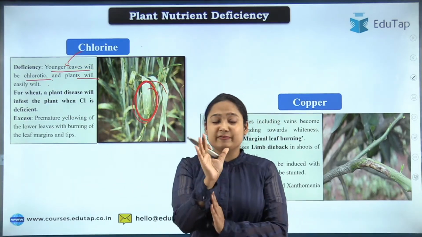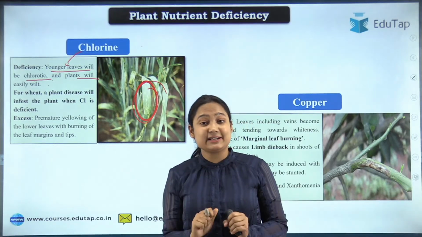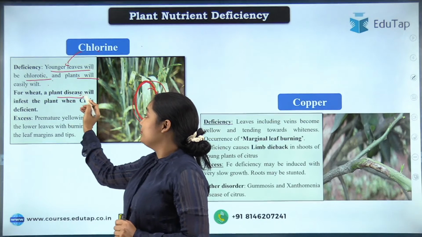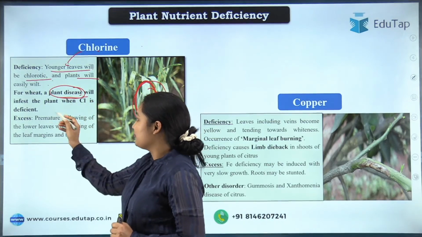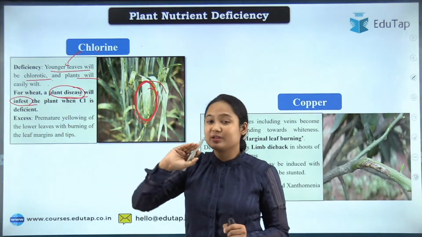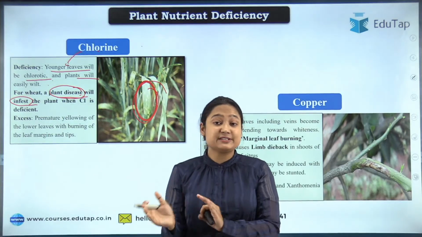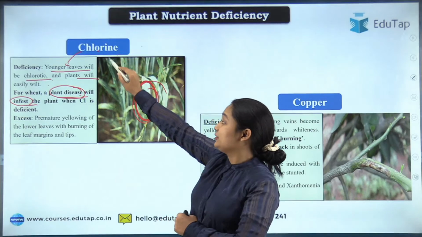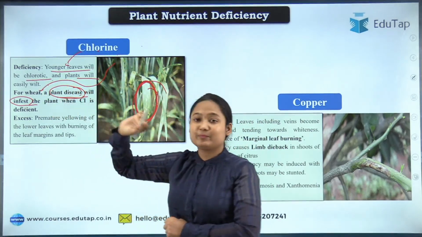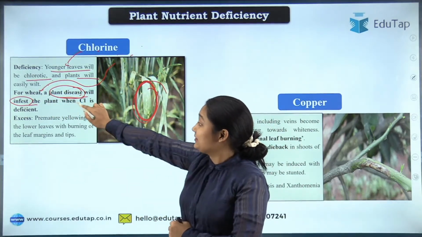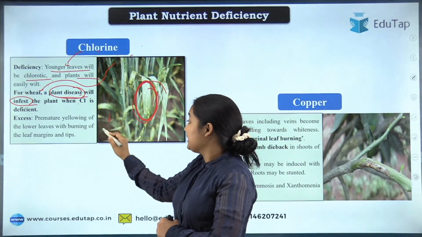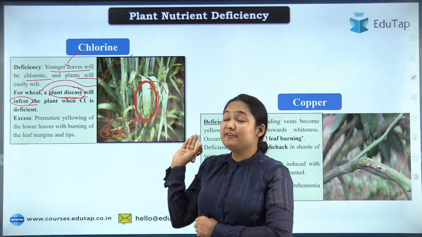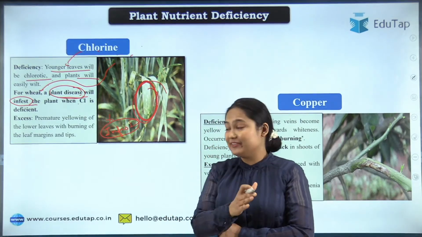In the case of wheat, something interesting happens. And what is that? Deficiency of chlorine makes the plant prone to infestation. Any kind of pest or disease infestation can occur when chlorine is not available in the case of your wheat. It is not directly affecting the wheat, but it makes the plant increasingly prone to infestation by both disease and pests.